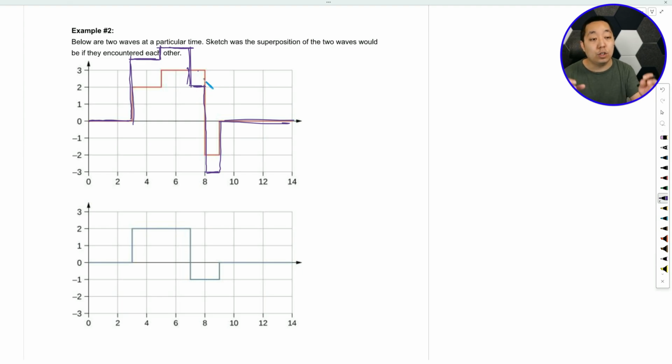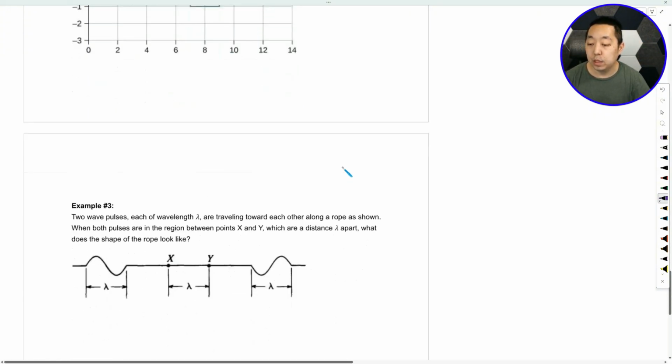And that's what you saw in the visualization, right? Vertically, the y values of the waves just added on top of each other, like that. Okay.